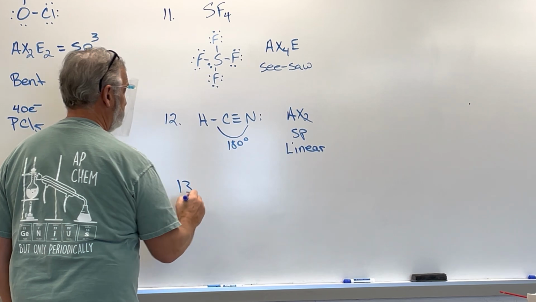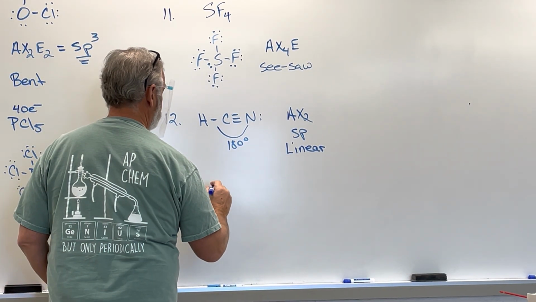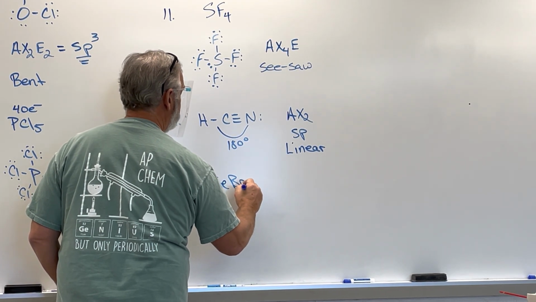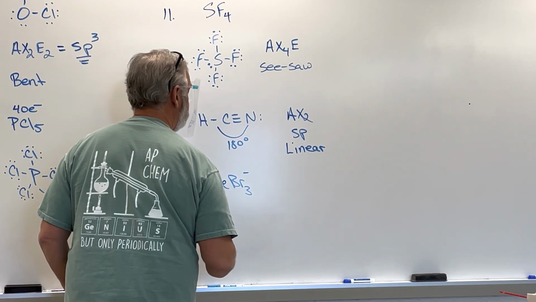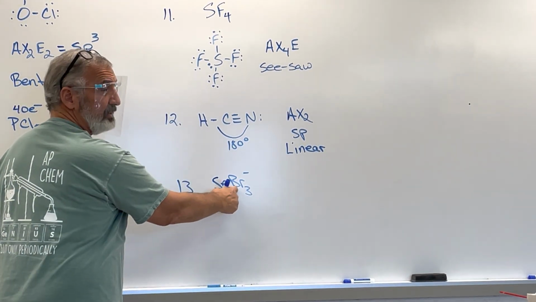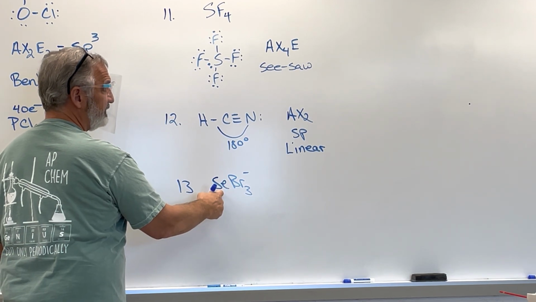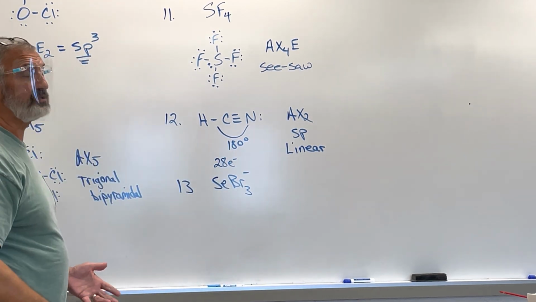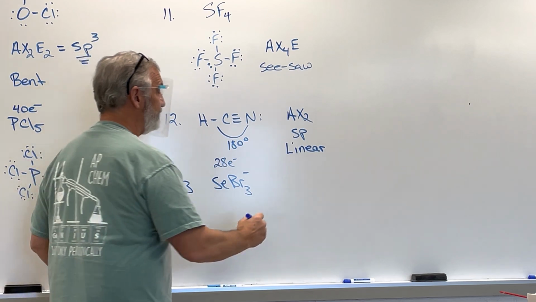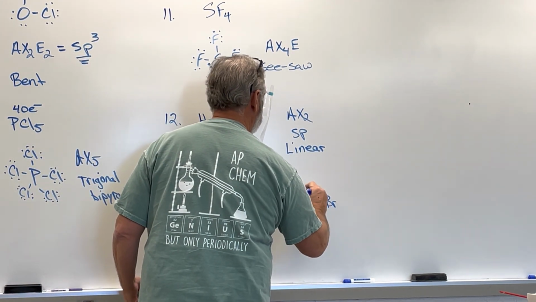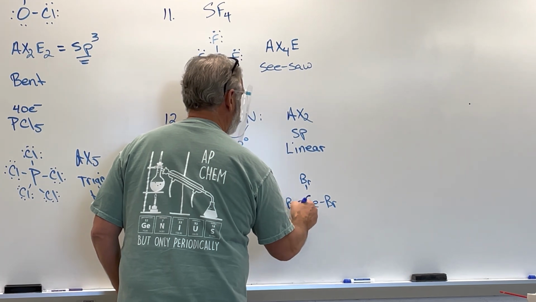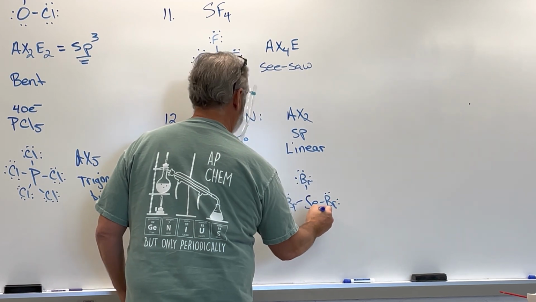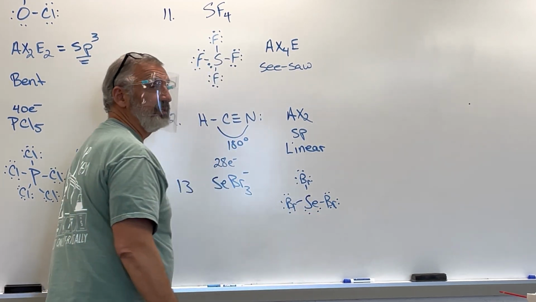Number 13 is SeBr3 minus. Bromine has 7 times 3 is 21, plus 6 is 27, plus 1 is 28 electrons. It's real important that we get the total number of electrons. Now we just do the same thing, Se in the center, put the bromines around it, 2, 4, 6, 8, 10, 12, 14, 16, 18, 20, 22, 24, 26, 28.